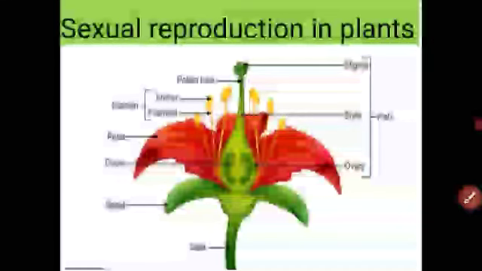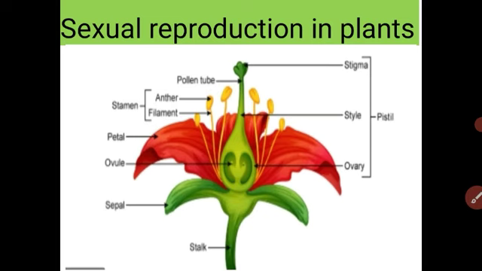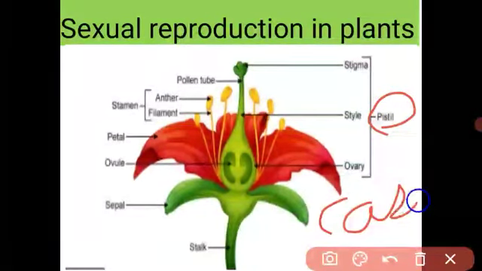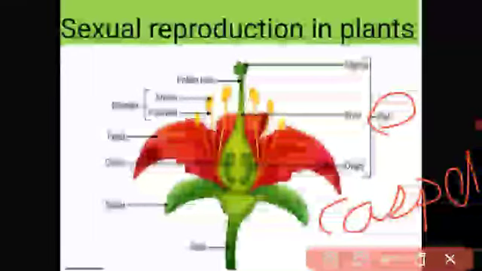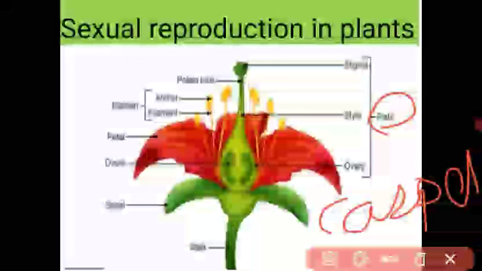See, this is the stamen. It is also called the androecium. Got it? And it is the male reproductive part of the flower. Next is the female reproductive part of the flower. It is called the gynoecium. See, this is also called the pistil. Pistil. It is also called the carpel. Pistil and carpel, and collectively it is called the gynoecium.